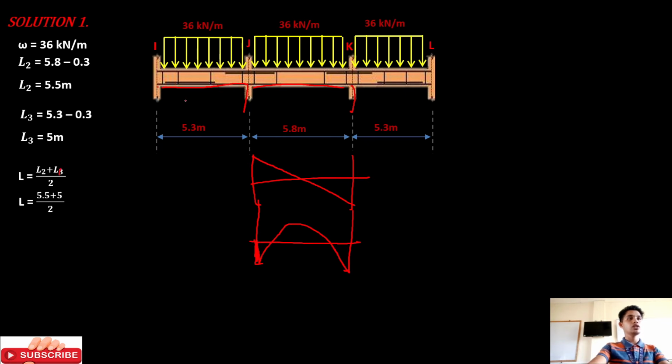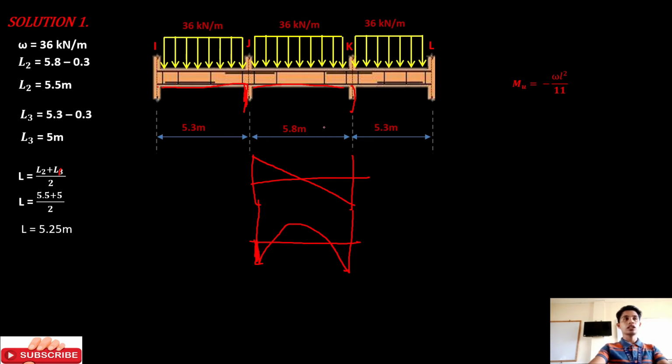L1 po yan. So, 5.3 plus 5.8. Kasi yung pinapakompute is span JK, diba? Moment sa J. So, 5.5 plus 5 divided by 2 is 5.25 meters. So, WL squared divided by 11. Bakit naging WL squared divided by 11 yung ating negative moment? Kasi ito is the other faces of the interior support. Kung dito, exterior face of the interior support is WL squared over 10.